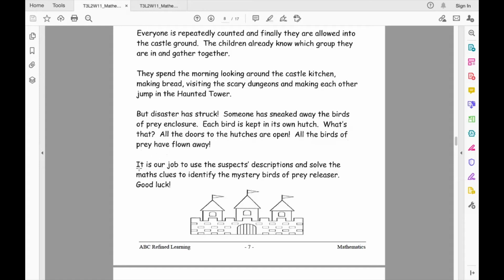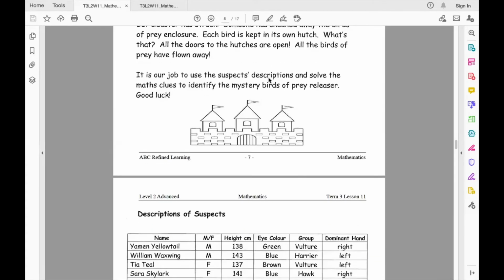And let's continue on with reading. It is our job to use the suspects' descriptions and solve the maths clues to identify the mystery birds of prey releaser. Good luck. Right, so let's move on to the activity here.